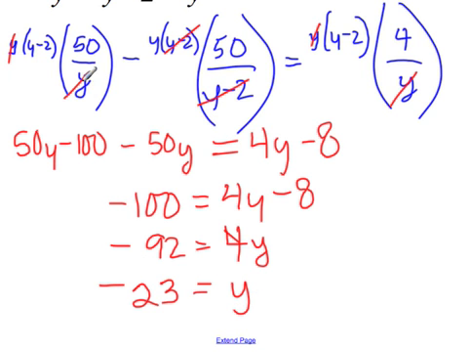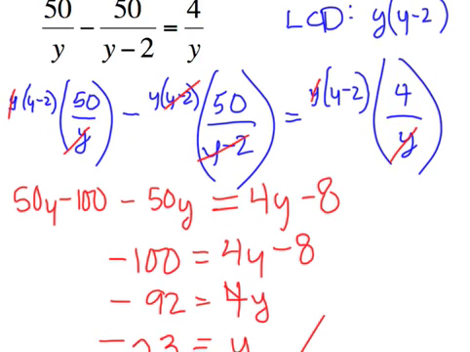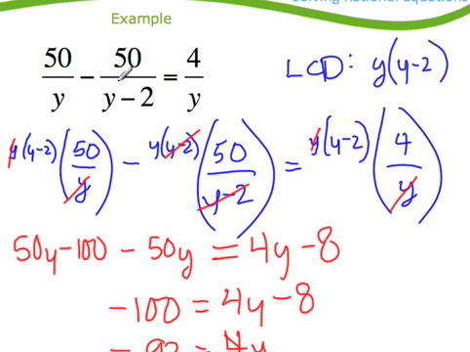I check, I put a minus 23 there, that's okay. Minus 23 minus 2, that's minus 25, that's okay. Minus 23 in there, that's okay too. So that one checks out. Notice again, all I did was I found the lowest common denominator, then I multiplied each and every term by that lowest common denominator.